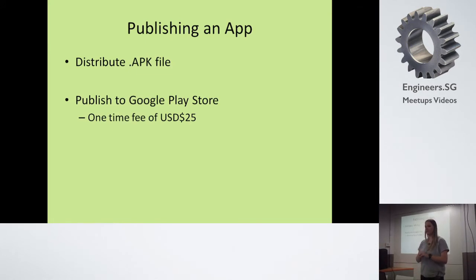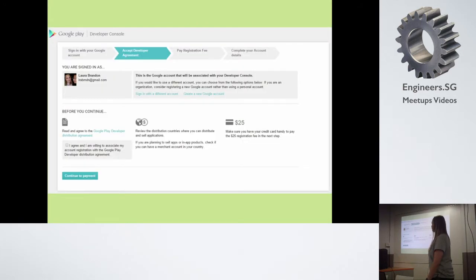Alternatively, you can upload it to the Google Play Store. What's involved in this is a one-time registration that costs about $25. You upload your application and then Google scans it to make sure it's not malware. Then a couple of minutes later, your application is available on the Google Play Store. So it's super straightforward. That's just an example of the first step of uploading your app to the Play Store.